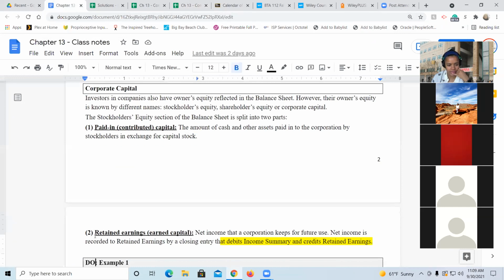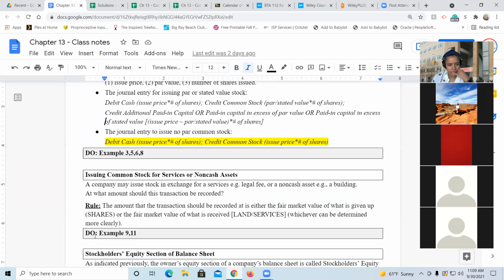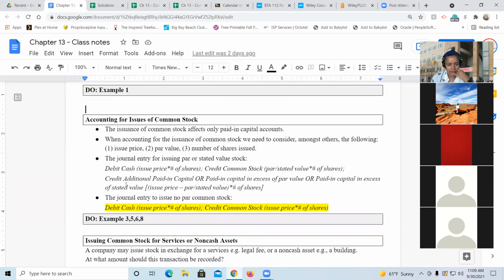Let me see if there's anything that I want to reiterate. I've already said this when we went through the questions, but in the notes I also wrote that the issuance of stock affects only paid in capital accounts. It can't affect retained earnings. You can't create profits by issuing stock. You only create profits by conducting the business that you are in. When accounting for the issuance of common stock, and also preferred stock, but in this case we're just busy with common stock, you look at issue price, par value, and the number of shares.